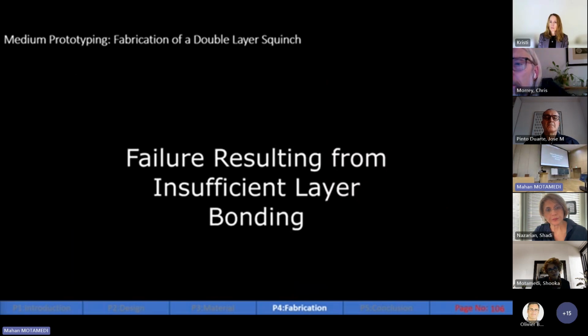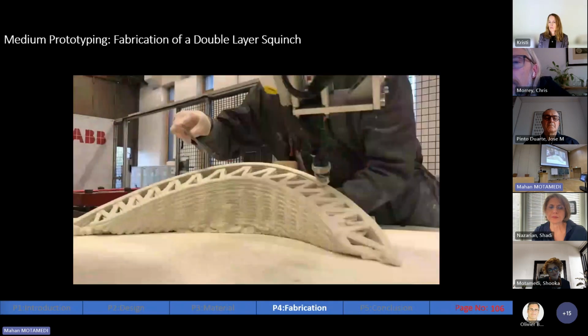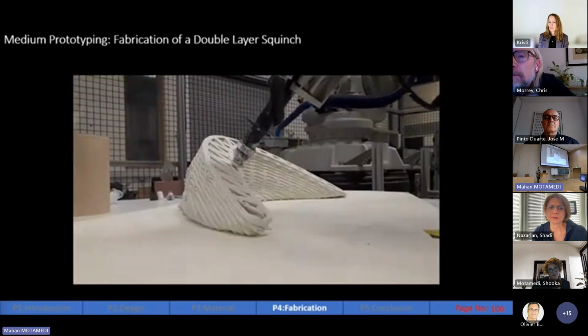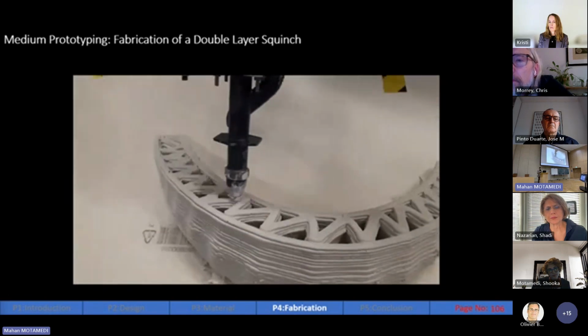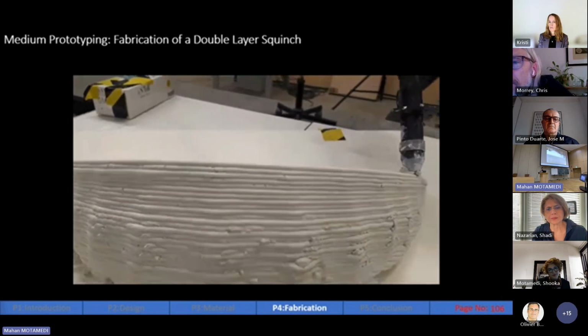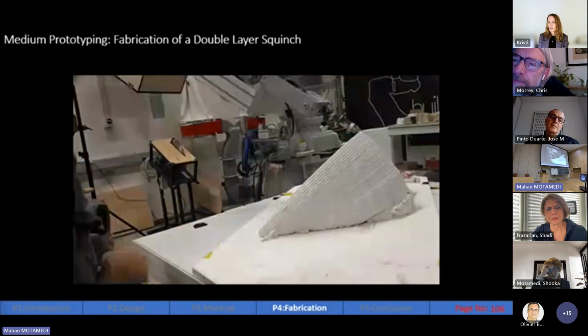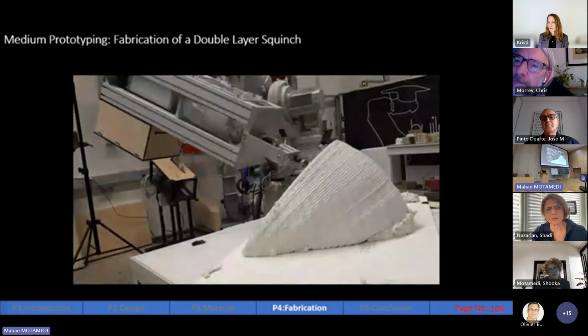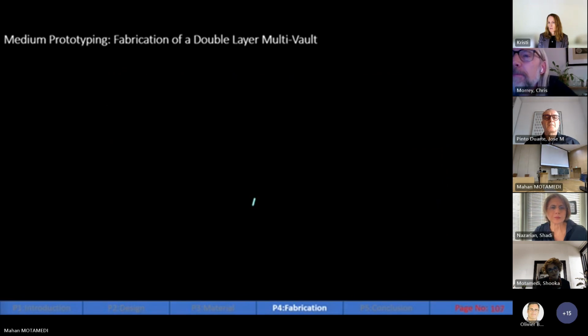So the first attempt, as you see, failed due to insufficient bonding between the layers. However, after we modified the printing regime and the geometry of the structure, we could successfully print a double-layer squinch using the space by carbon clay without any fibers. And in this model, we used a layer heating process using only one heat gun.